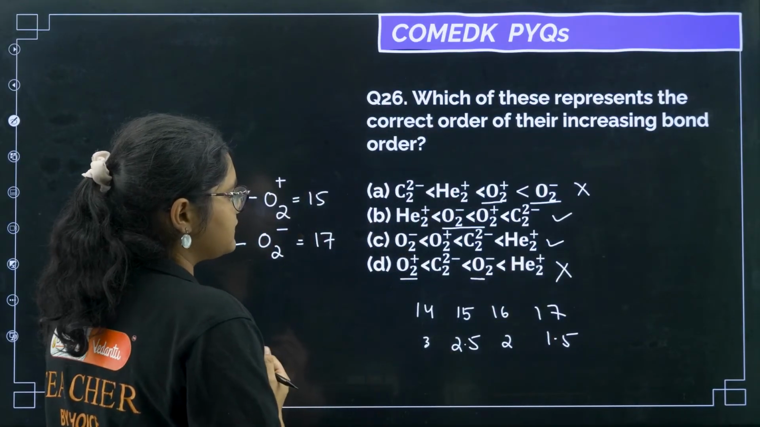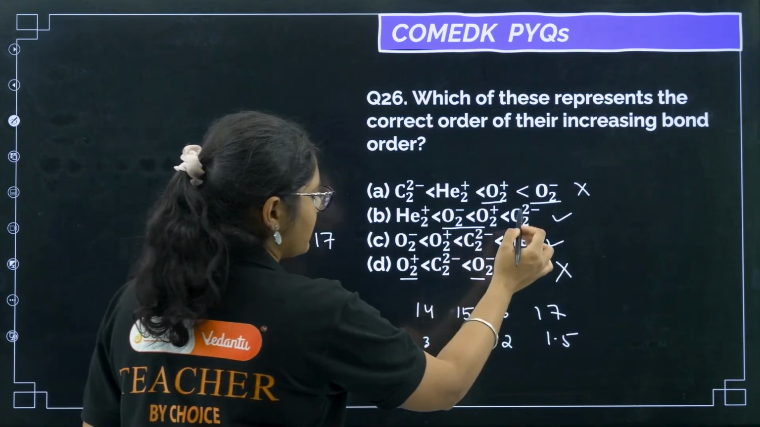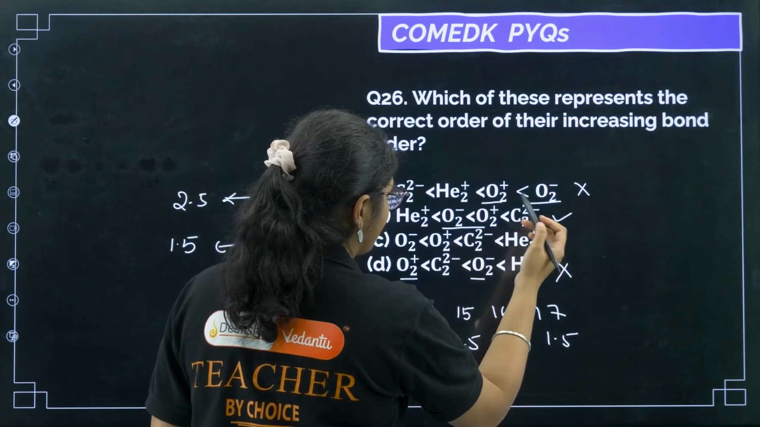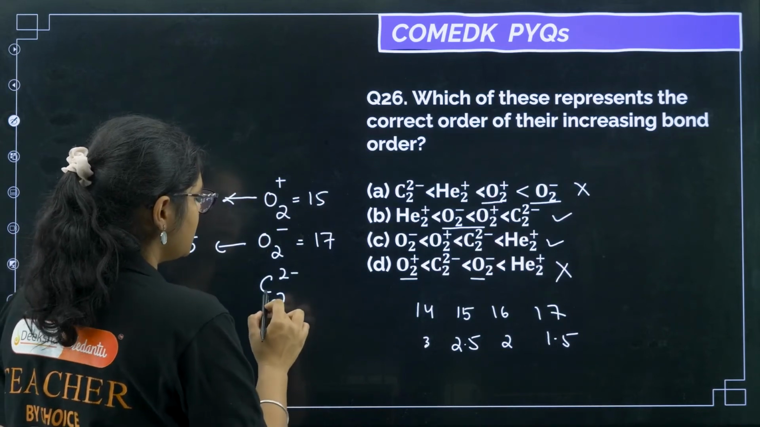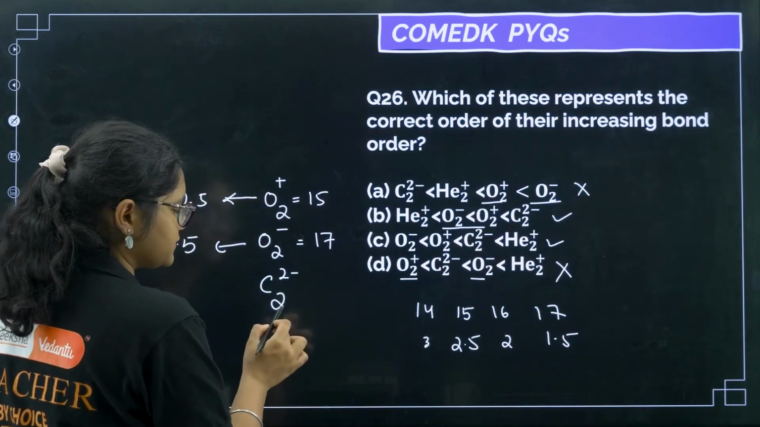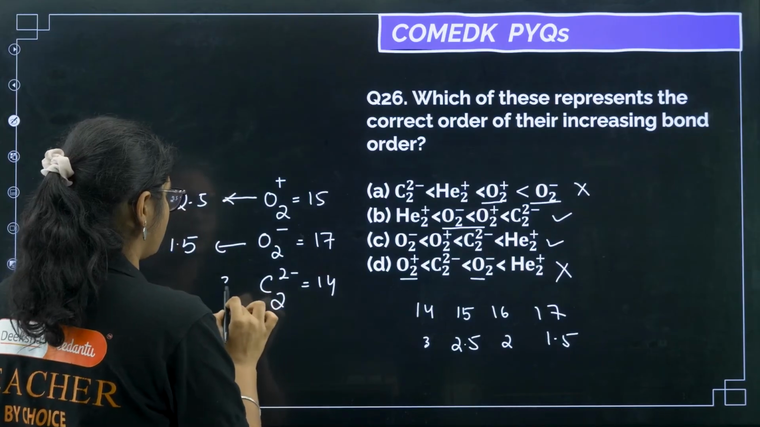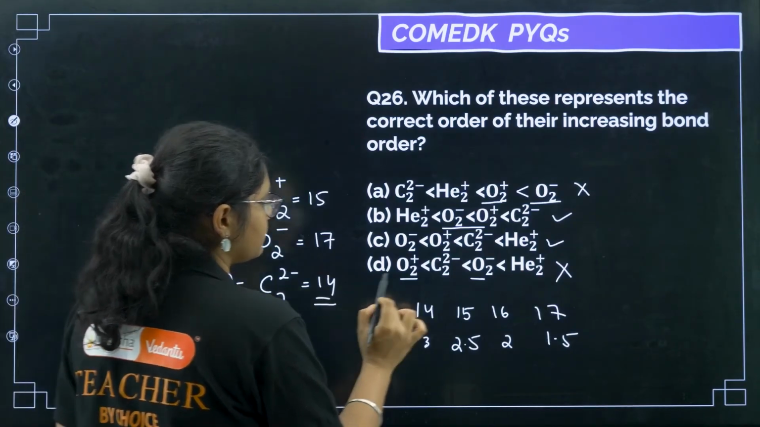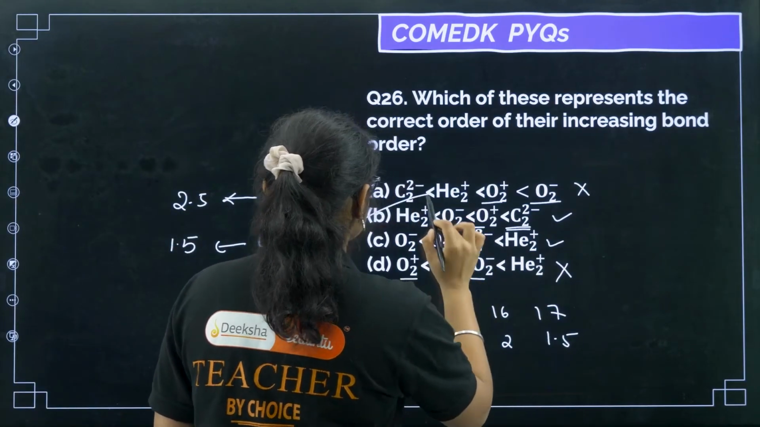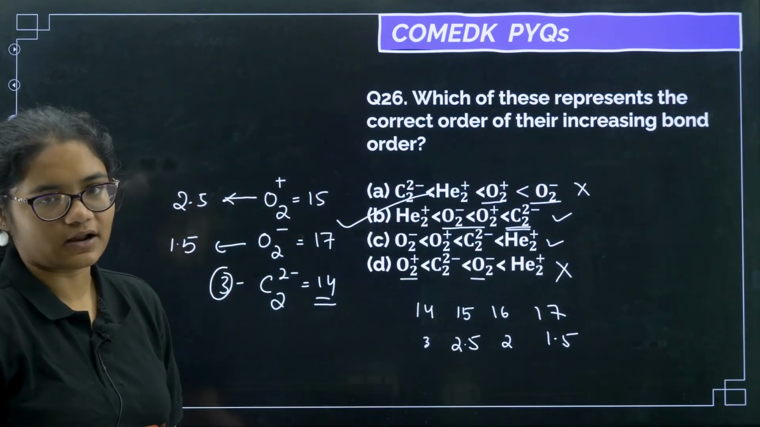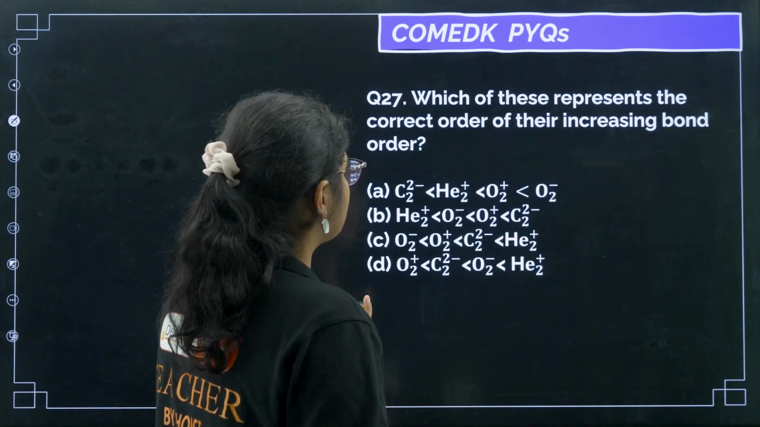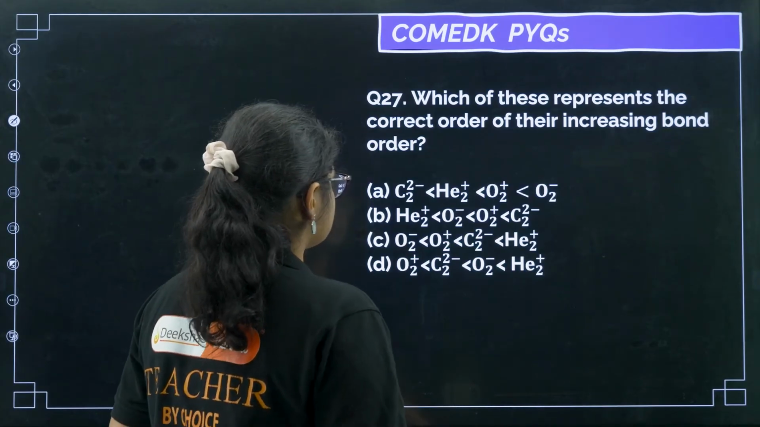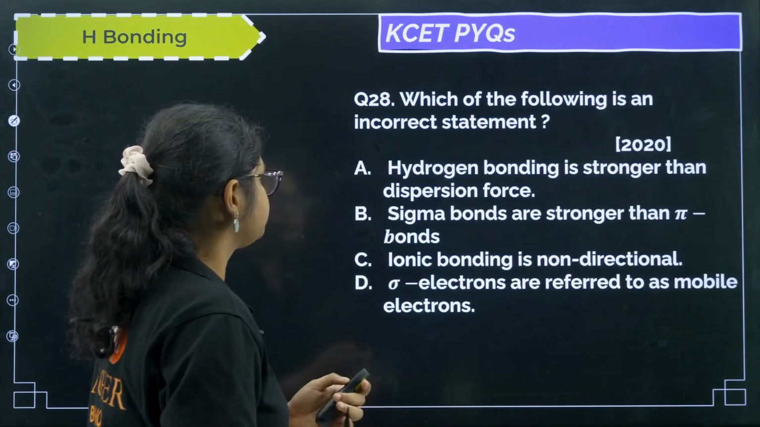Next, carbon 2 minus: carbon is 6 plus 6, 12, 13, 14 electrons, and for 14 the bond order is 3. So definitely C2 minus will be highest. So option number B is the correct answer. Next, which of the following represents the correct order of their increasing bond order? This was the same question, option number B.